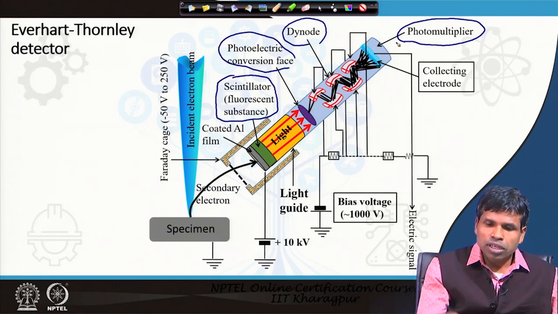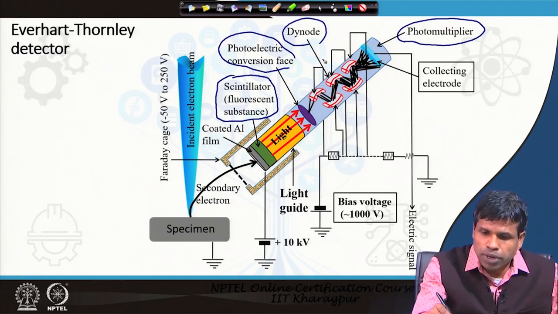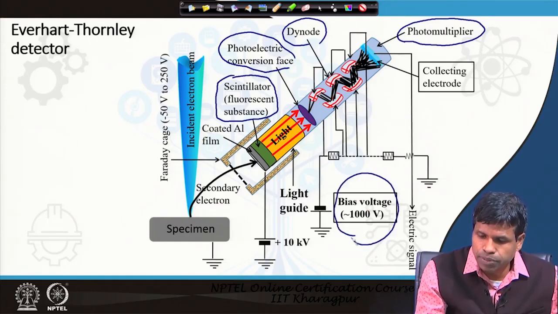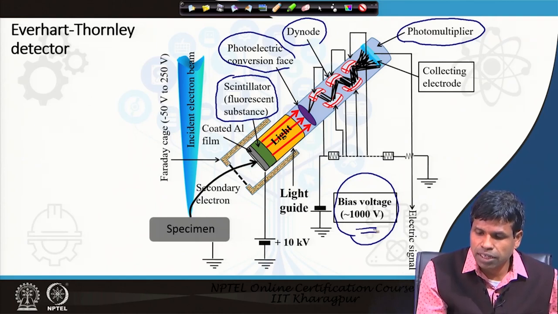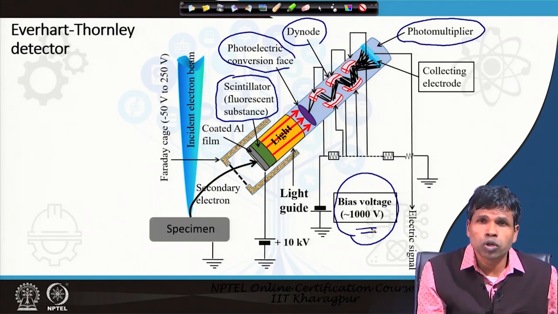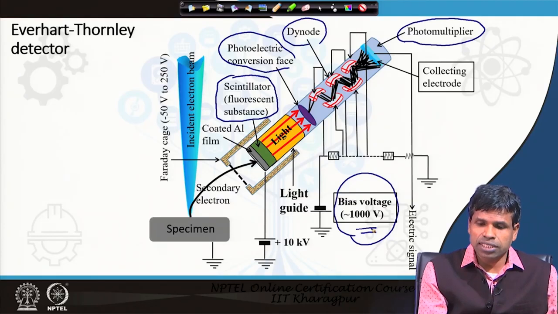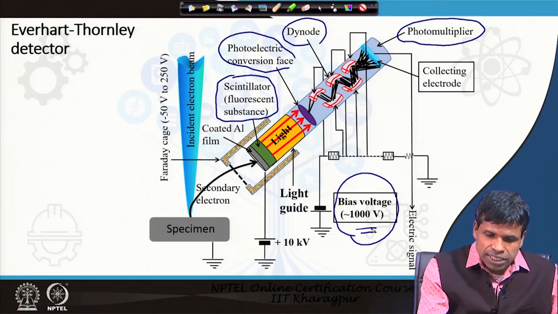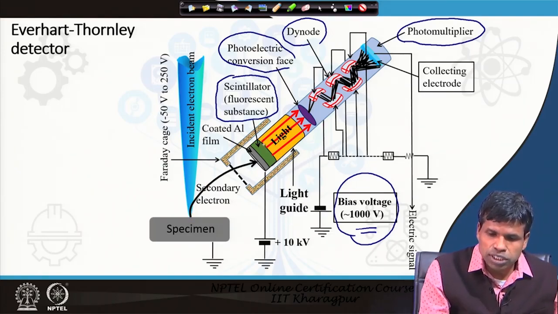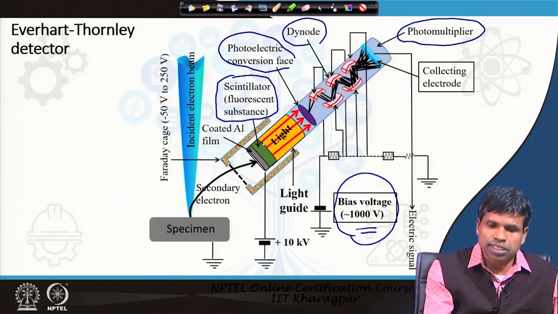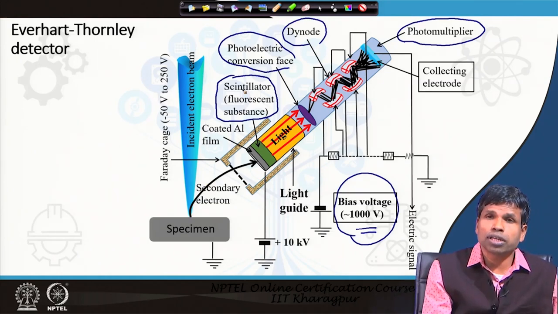So, as you see here, the photomultiplier has dynodes, and these dynodes have a potential, that is, we are applying a bias potential. This bias potential can also be varied, and by varying this bias voltage, we are able to change the gain or vary the multiplication. So, first, secondary electrons come out of the specimen and strike the scintillator or fluorescent substance to produce the light.